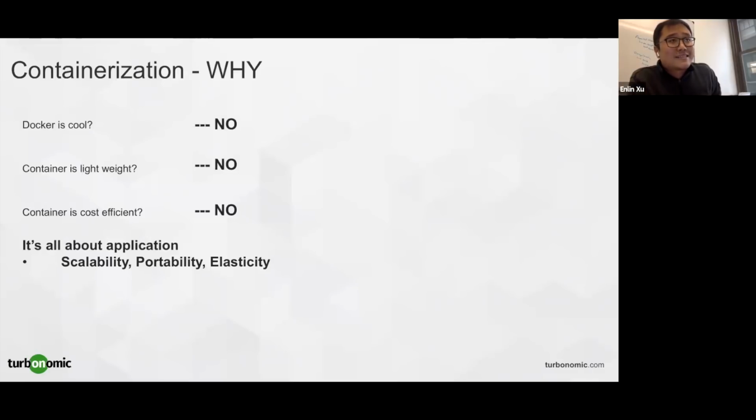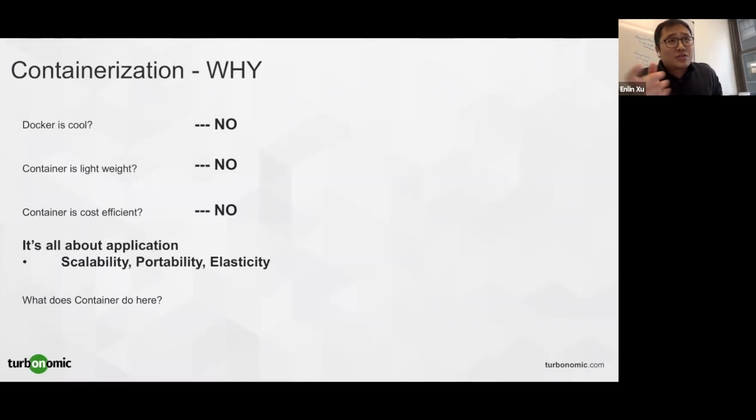You also want the elasticity coming from the full stack, right? You want elasticity on the application instances. You also want elasticity at the cluster level so that you can scale your resources up and down. Containerization definitely gives you the flexibility to have all these benefits.